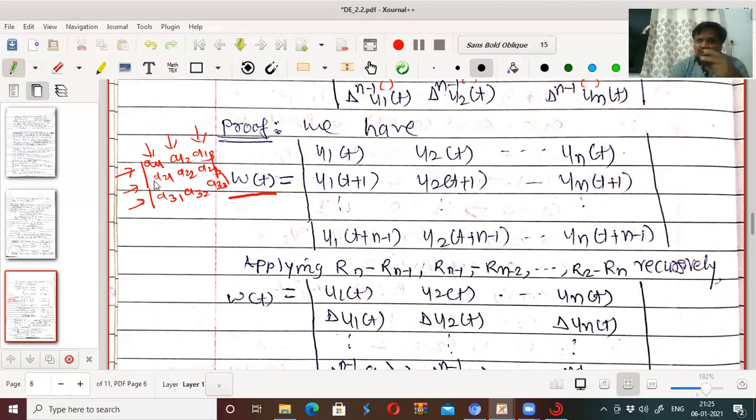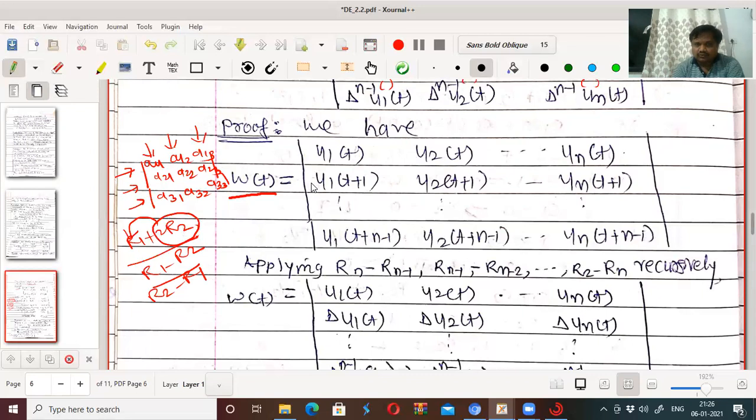Then another property: if we interchange any two rows or any two columns, then there will be only a change in the sign of the value of the determinant. And if I apply R1 plus 2R2, meaning multiplying the second row by 2 and adding to the first row, then the value of the determinant remains unchanged. Or R1 minus R2, or R2 minus R1: if we use these types of operations, the value of the determinant remains unchanged. So by using these properties, we have to show that. So this is our Casoratian.